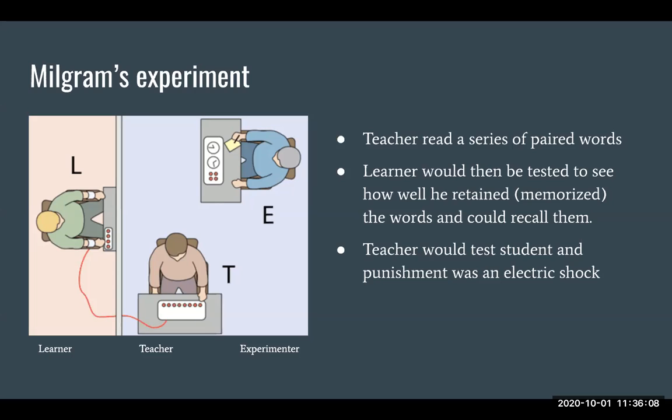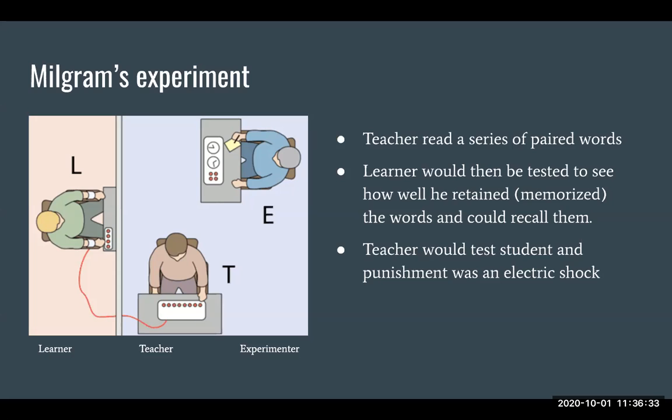So the teacher and the learner could hear each other through the wall, but they could not see each other. And that's really important, that the teacher did not have visual contact with the learner during this. So they read the pair words, they go back, they read the first word, offer 4 different options, the learner chooses them, gets it right, they move on to the next one.